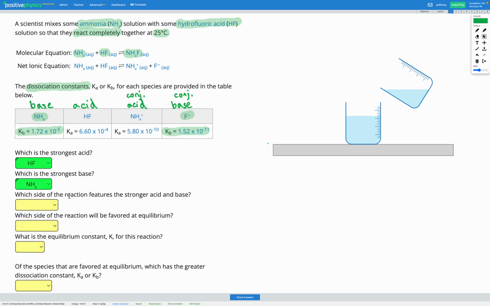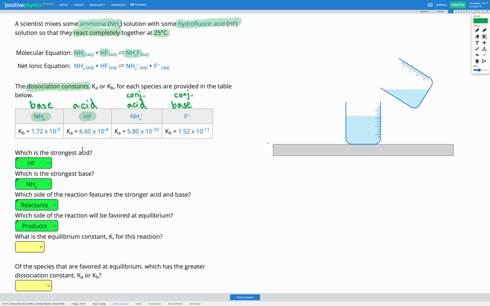We're then asked which side of the reaction features the stronger acid and base. So our strongest acid was HF. Our strongest base was NH3. So that's going to be the reactant side of our equation. The reactants have the stronger acid and stronger base. So NH3 and HF being the stronger acid and base means that the forwards reaction is happening at a greater rate than the backwards reaction. That means that our products are going to be favored at equilibrium because we have that stronger acid and base in our reactants.